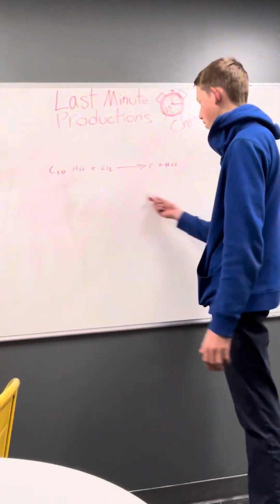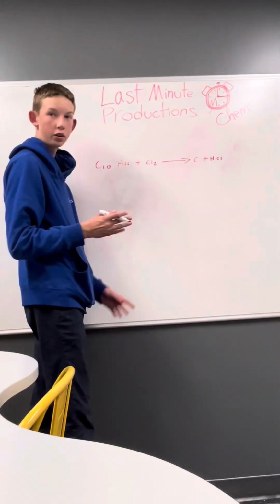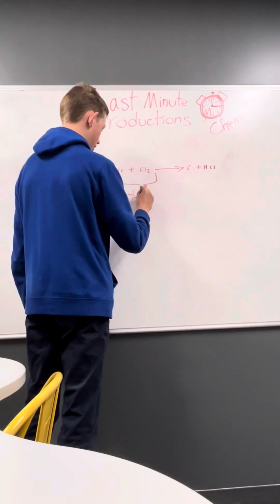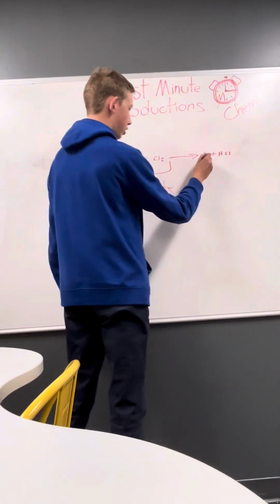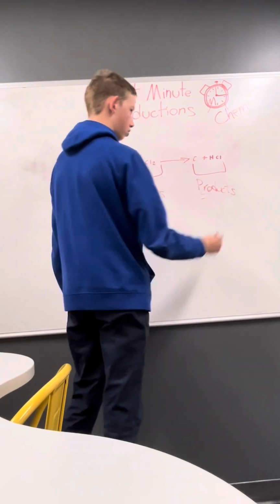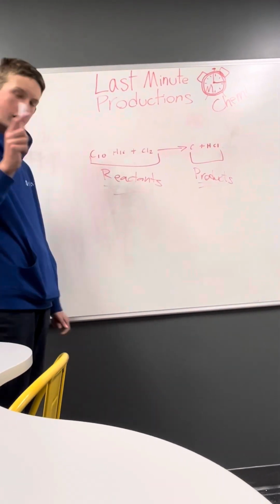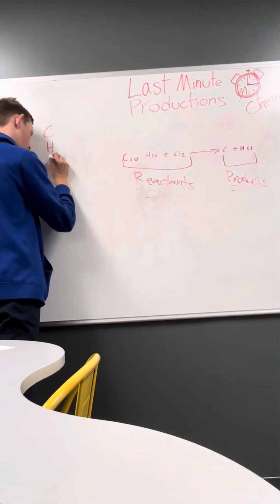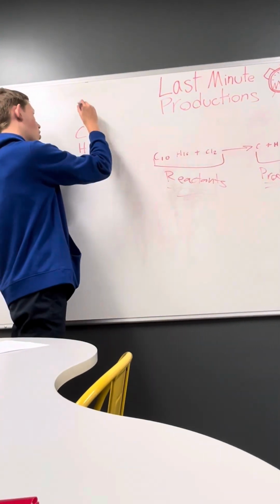So the first step to solving this kind of equation is, first we have to separate our products from our reactants. This side right here is our reactants. Okay, and this side over here is our product. So first thing you do is take note of each element on each side. So we have the carbon, the hydrogen, and the chlorine on the reactant side. We'll put an R up here for reactants.